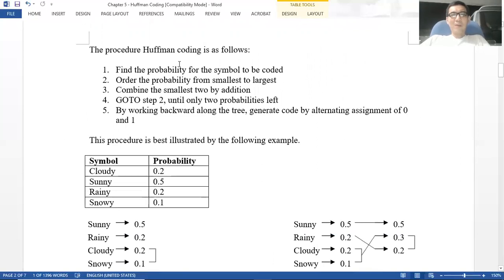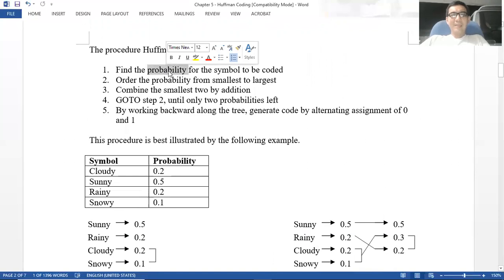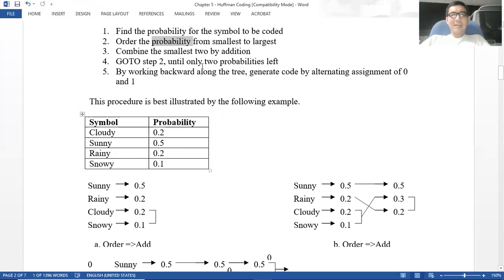So for Huffman coding, of course, first you need to have the probability, because you need to code according to the probability. And because we want to always give longer codes to low probability symbols, we always sort from smallest to largest, like here. And then we will always combine the two by addition. So the smallest two, we combine them. So it becomes 0.3 in this case, and then we sort them again. Okay, we go to step 3.